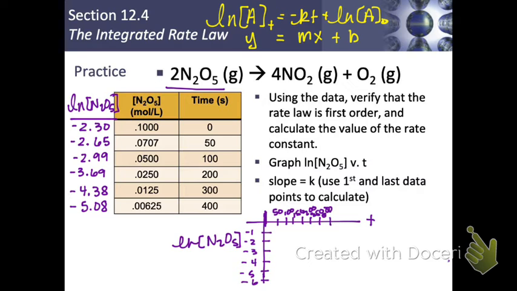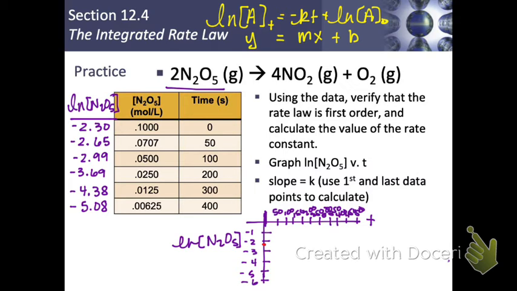Kind of messy here. I'm not having enough room, but that's okay. Your graph doesn't have to be perfectly to scale, but we're going to do as best we can. My first point is going to be 0 and negative 2.30, so somewhere in that range. Can you see that on there?